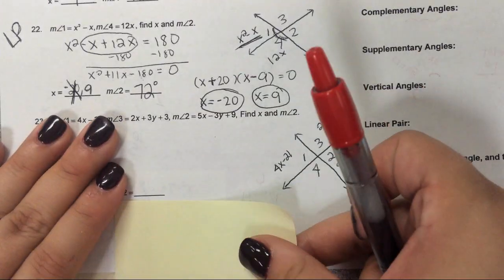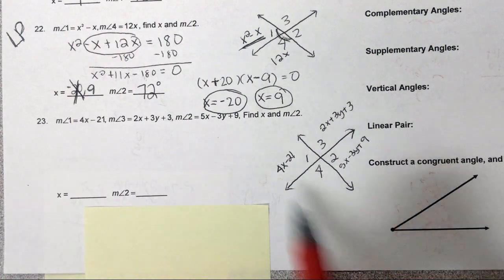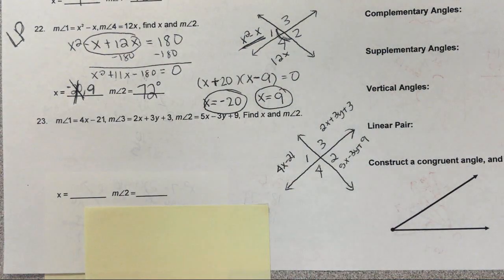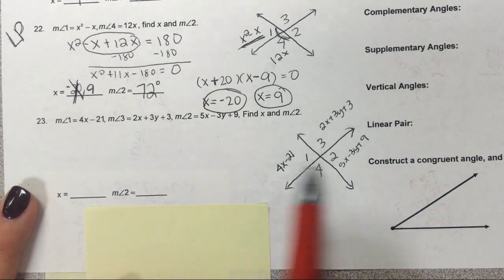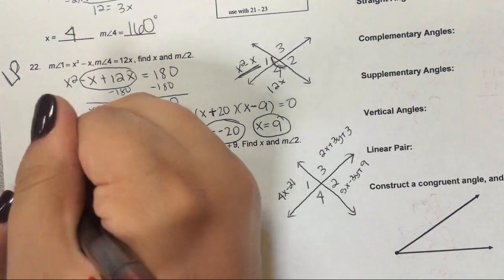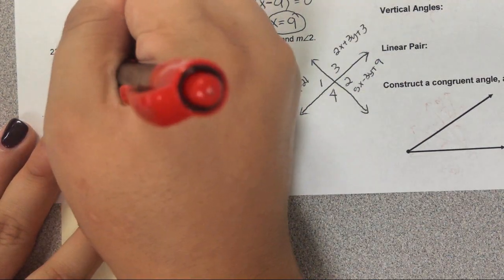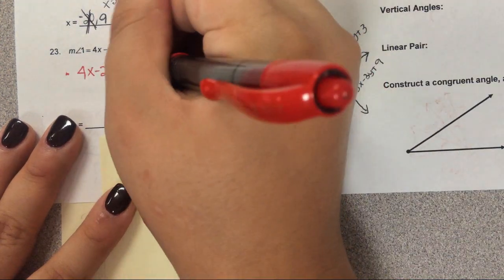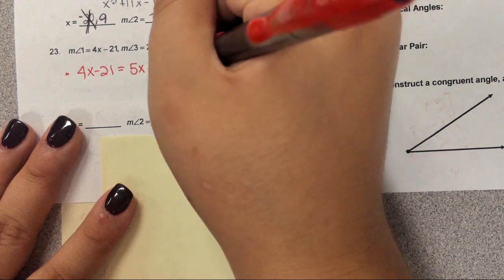Alright, so I need 2 equations. Really, there's 3 that you can create here, but I need to choose 2. Personally, I always like choosing vertical angles because it's just less work in my opinion. So, do you agree that this and this will be equal? So that will be one of my equations. One of my equations will be 4x minus 21 equals 5x minus 3y plus 9.